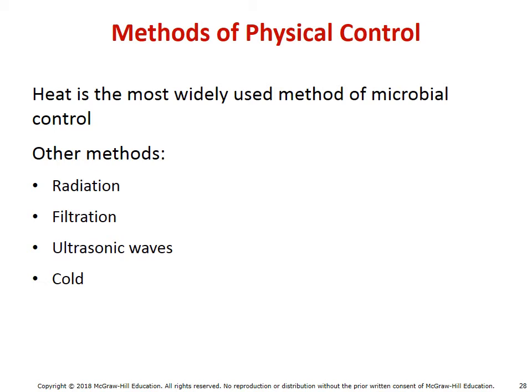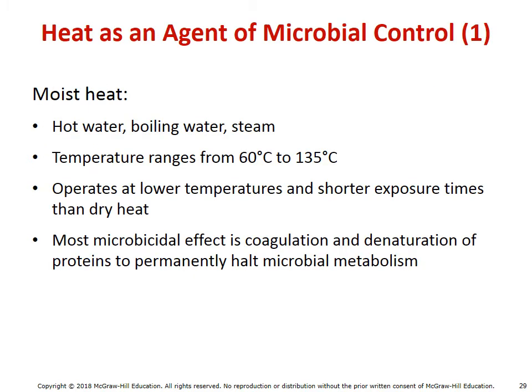So let's move on now to methods of physical control. Heat was one of those things that we were just discussing, but we also see other methods like radiation, filtration, sound waves, and even, again, cold. With heat, there are two different types of heat that we're going to be interested in: moist heat and dry heat. Moist heat is actually very effective. Moist heat is allowed to penetrate more effectively in the cell, causing again a basically denaturation of the internal proteins of the cell more rapidly.